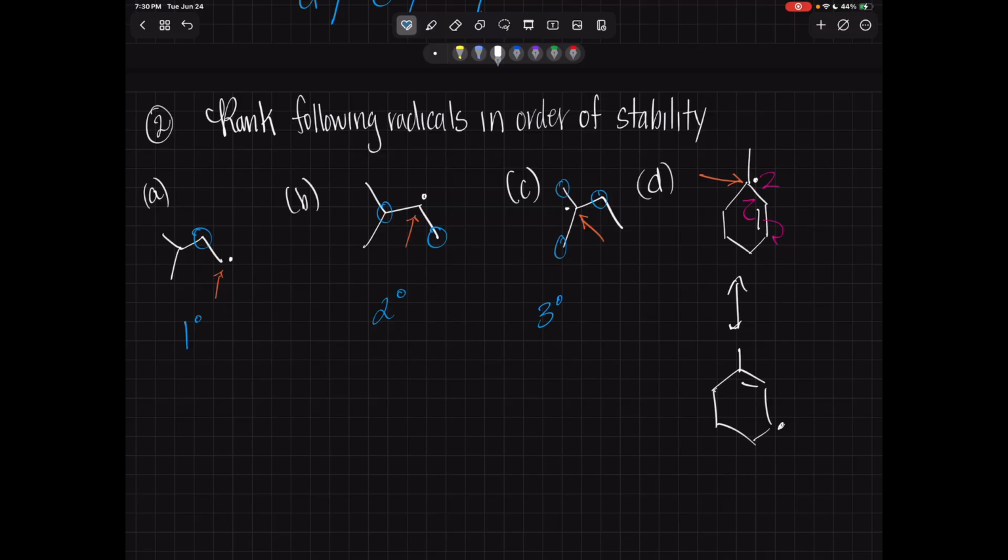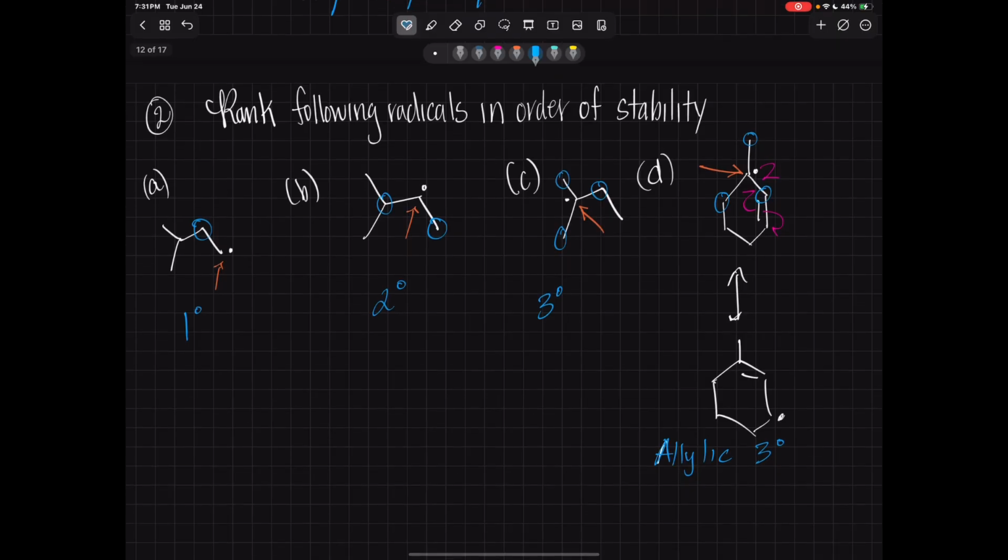Anyways, since this isn't a full benzene ring, because in here you don't have all your benzenes, it's allylic. We're just going to go with the first one because it helps, and it's going to be connected to 3, so it's allylic tertiary.